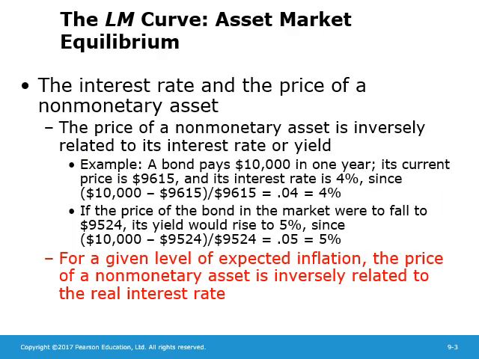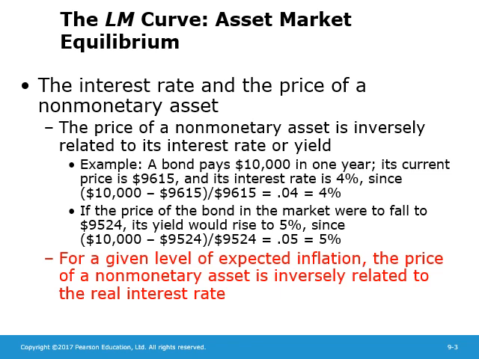So now the LM curve, and this is the third market, the asset market, equilibrium. Before we derive the curve, we will first generate a basic relation that you need to know before we proceed in our analysis of the LM curve. This is the relation between the interest rate and the price of a non-monetary asset such as a bond. The relation is actually inverse. So the price of a non-monetary asset is inversely related to its interest rate or yield. We sometimes call the interest rate of the bond the yield or return on the bond. So the relation is inverse.